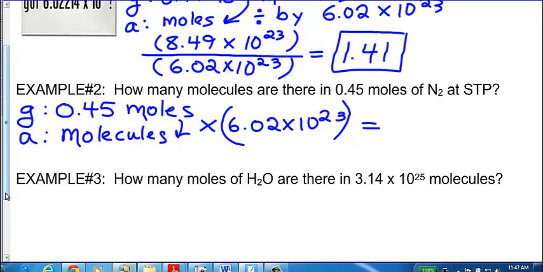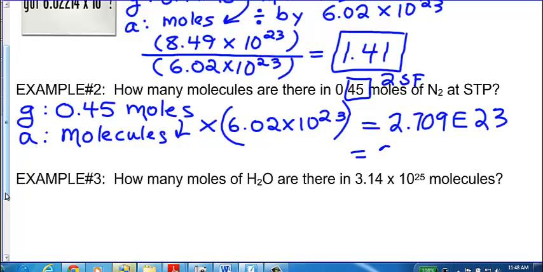And again, I care about sig figs. This has 2 sig figs. So my answer, I will round to 2 sig figs. So you're going to get 2.7. Now in your calculator, it probably says something like this, 2.709E23. What that really means is, I'll round it to sig figs, 2.7. The E means times 10 to the 23rd.